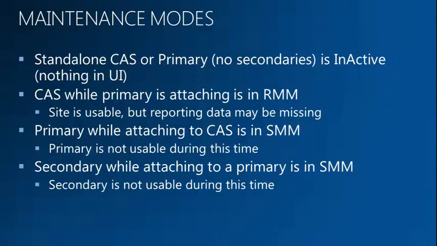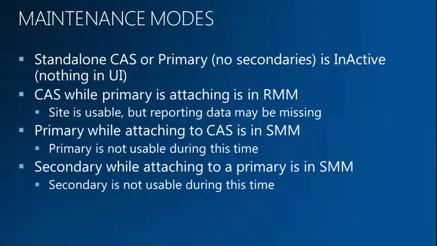So the CAS, while a primary is attaching, is in replication maintenance mode. The site is usable, but reporting data from that new primary, or the reinitialized primary, may be unavailable. The primary site attaching to the CAS is going to be in site maintenance mode. Nothing is going on, because it's got nothing. And there's no point in doing anything because it's just going to get overridden when the CAS inserts global data.